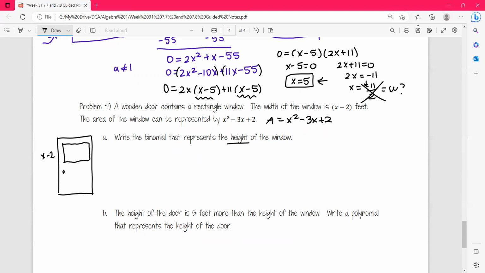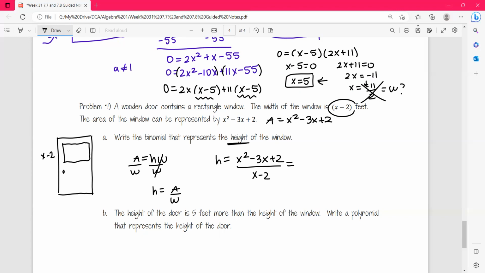So let's think about this. The area is the height times the width. If I want to know what the height is, let's solve this for the height. I'm going to divide both sides by w. So then I'm left with the height equals the area divided by the w. And now let's substitute in: the area is x squared minus 3x plus 2, divided by the width, they told me, was x minus 2.